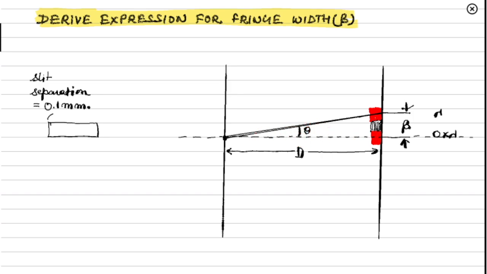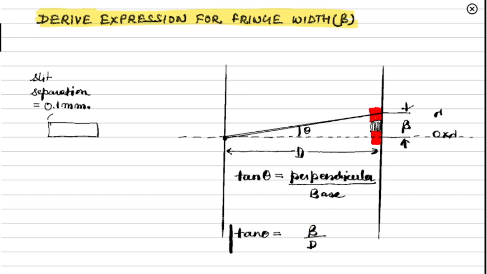So we can calculate some trigonometry functions. Can you tell me what will be the tangent of theta in this diagram? Tangent of theta is perpendicular divided by the base. Here the perpendicular is beta and the base is D. So I can say tangent theta is this. This is our first equation. We did nothing. We just saw that these lines will meet here, we saw a triangle, and calculated what the tangent theta will be.